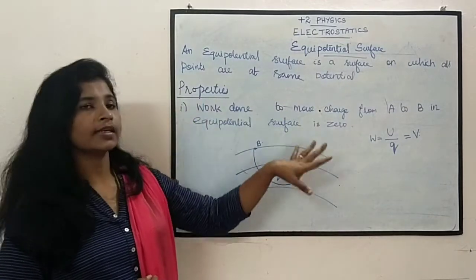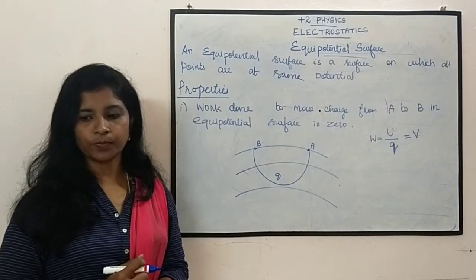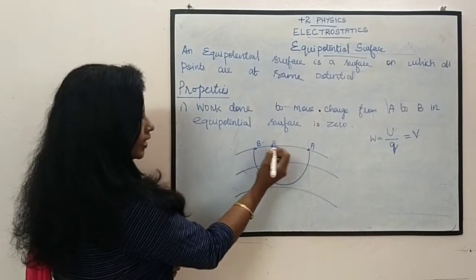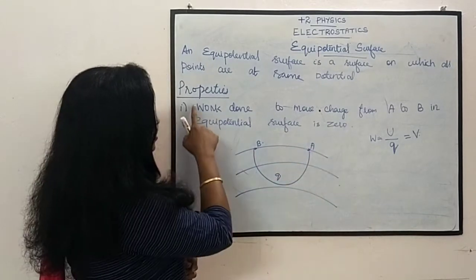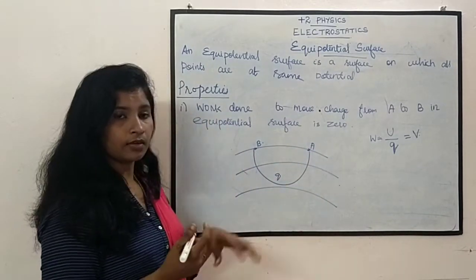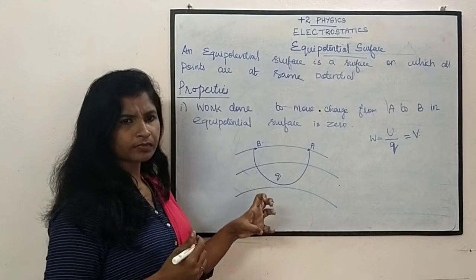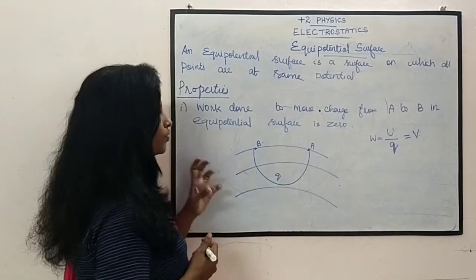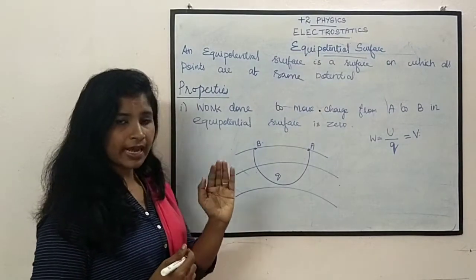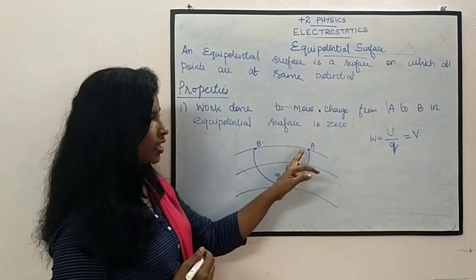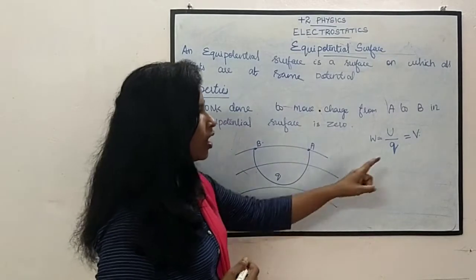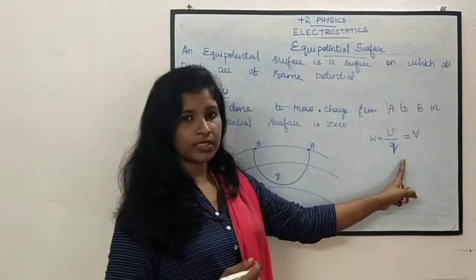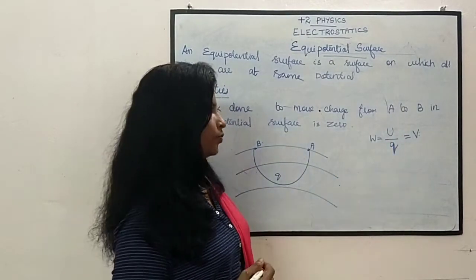Let us try to prove that work done is 0. Okay, suppose take this point. We know what is potential energy. So we know that electrostatic potential. What is electrostatic potential? Electrostatic potential means potential energy per unit charge. That is called as electrostatic potential.